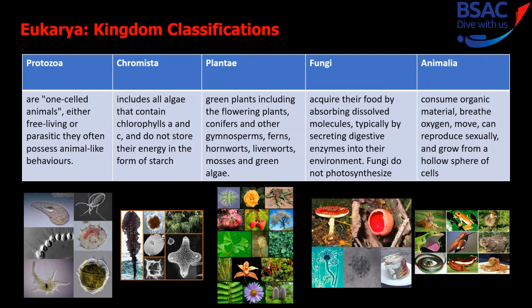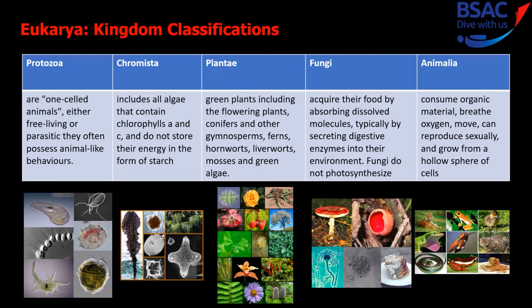Looking at the table of kingdoms in the Eukarya domain, we will not consider the kingdom Protozoa. Protozoans are one-celled animals, either free-living or parasitic, which often possess animal-like behaviors. We will consider some Chromista, such as brown algae, that contain chlorophylls A and C and do not store their energy in the form of starch.